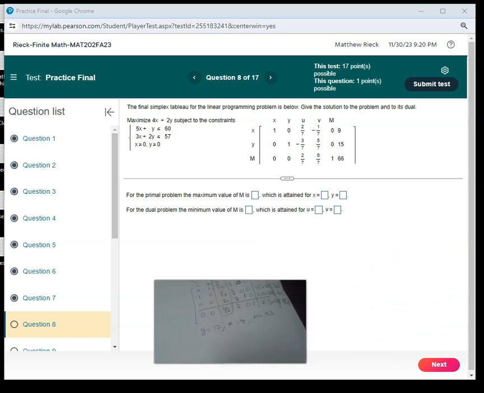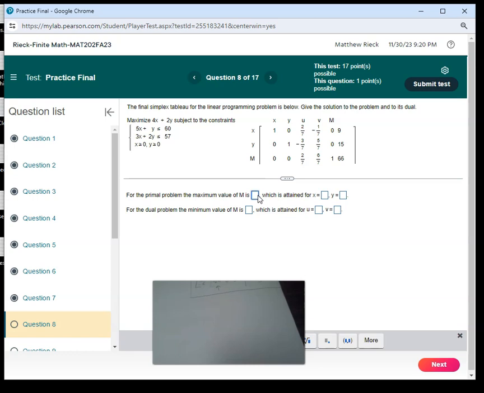All right, so this is looking at the dual of a linear programming problem. Here we want to maximize 4x plus 2y, subject to the constraints given there. This is the solution for the primal problem, and we've already gone through this in previous questions. The maximum value is going to be the final entry in the lower right-hand corner, so that's 66. And you can just read across the rows here. So we have x equals 9, and y is 15.